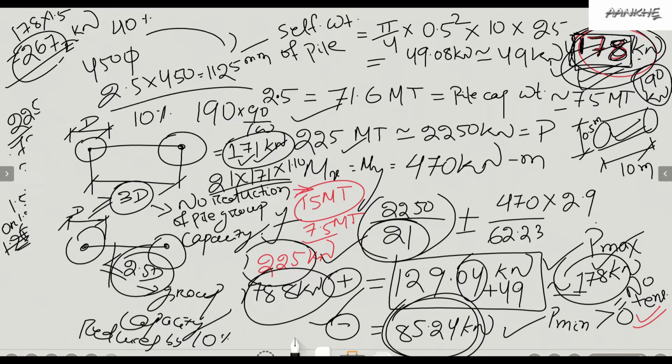And now if I increase, forget about 40%, if I increase 10% overstressing, that means my 171 kilonewton capacity of pile will be able to take how much load? 171 into 1.1. It will come as 188.1, so let us neglect the 0.1. This will be your 188 kilonewton. So this is higher than the 178 kilonewton. So our motto is achieved.